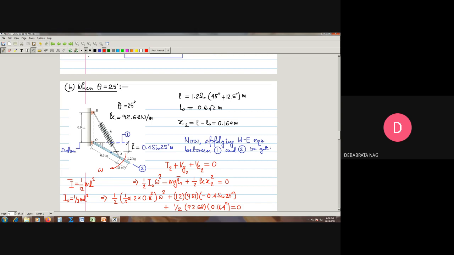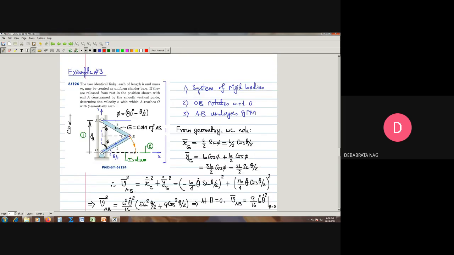So we now move on to our next problem. It's a good problem, a little bit involved one. This is going to be our last problem today, which states that there are two identical links, here OB and AB, each of length b and mass m, that may be treated as uniform slender bars. So basically they are slab-like bodies.